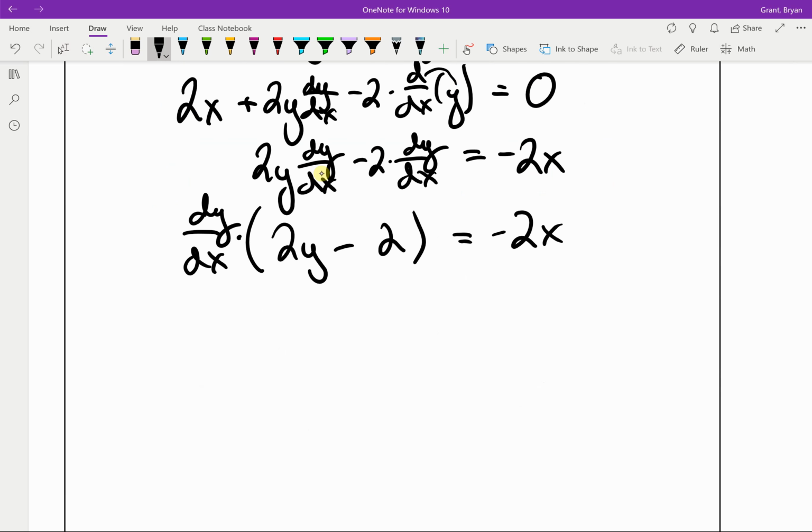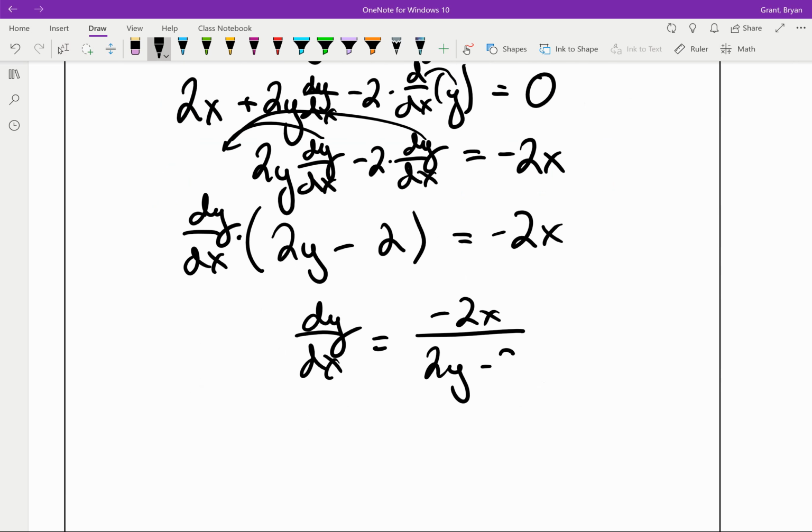We factored out dy/dx from each of these, and now I think we can divide over my 2y minus 2 to have our derivative. This is our derivative function. You'll notice that it has both x and y. It's a derivative function with two inputs, an x and a y, two independent variables.